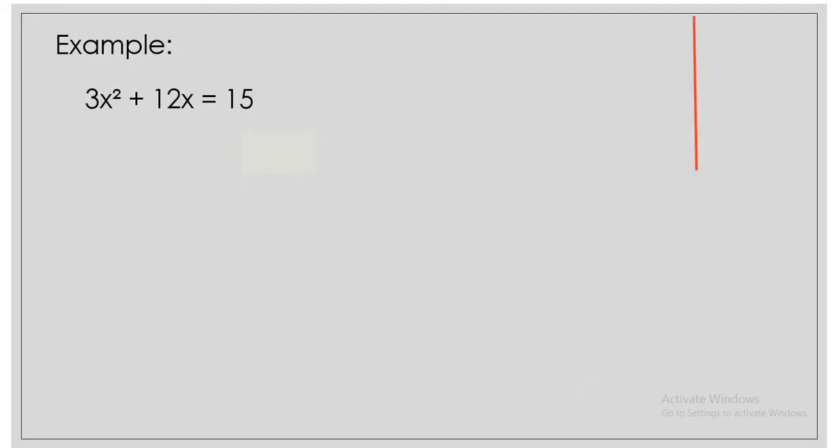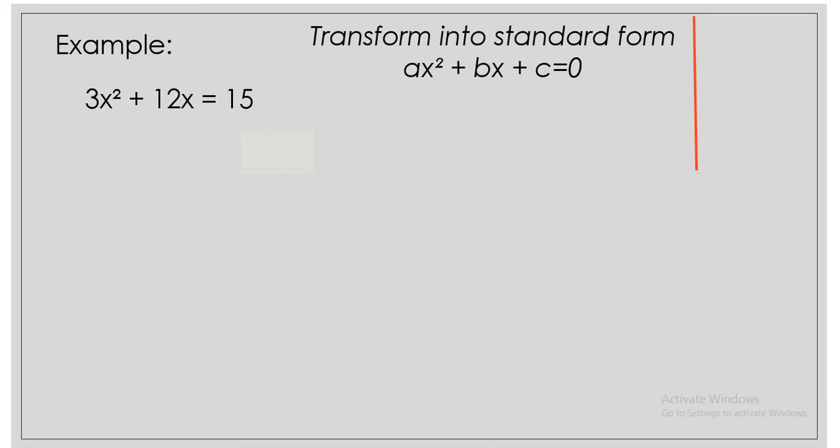Let's have an example, 3x squared plus 12x is equal to 15. The first step is to transform it into standard form ax squared plus bx plus c is equal to 0, because if you will notice, our equation is not written in the standard form. However, if your equation is already in the standard form, skip step 1. Now, the method that we're going to use here is the subtraction property of equality. We will use the additive inverse of positive 15, which is negative 15. And don't forget to write 0 to complete the equation.